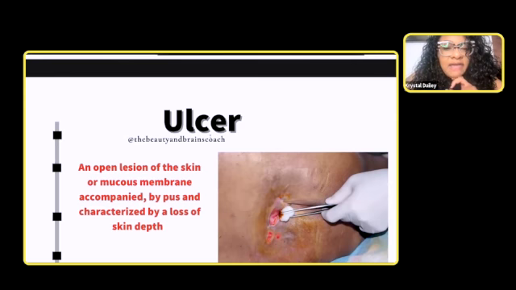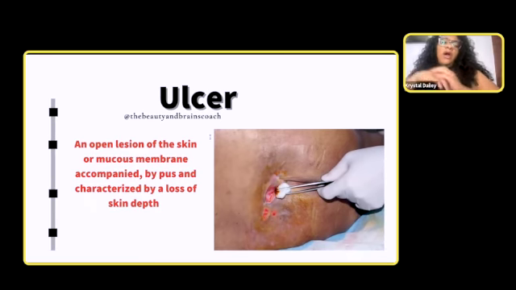All right, next we have an ulcer. An ulcer is going to be an open lesion of the skin or the mucous membrane accompanied by pus, characterized by a loss of skin depth. So this is a tricky one. People always get stumbled and fumbled on this. If I think about an ulcer, it's nothing but a bed sore. So basically, the skin is open.